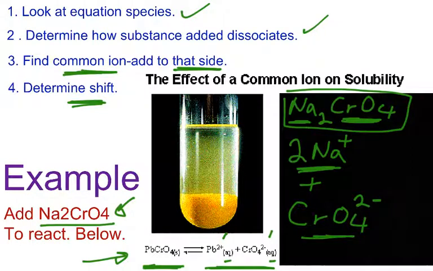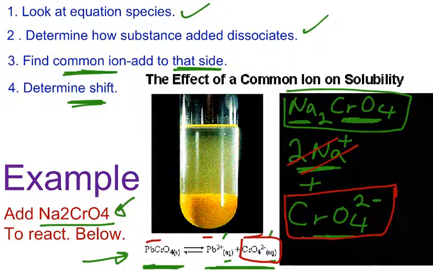Now you look at our original equation, and we see that we don't have any Na anywhere in here, so we are going to ignore the Na+ for now because there's nothing in common there. When we look at the equation again, we see that we have a CrO4 2- ion in common with the CrO4 2- from the substance that we're adding. So what we do next, guys, is simply add more CrO4 2- to this side right here, because we have original chromate over here, and we're adding more chromate ion over here.